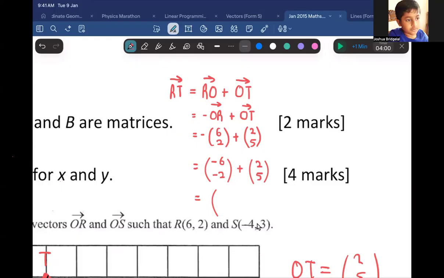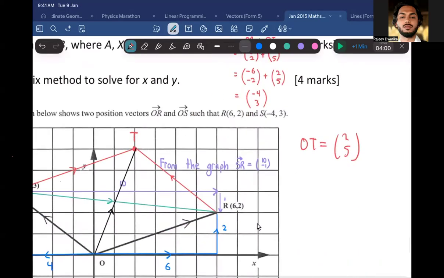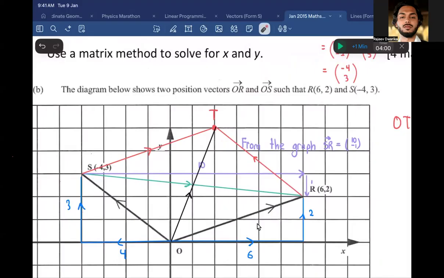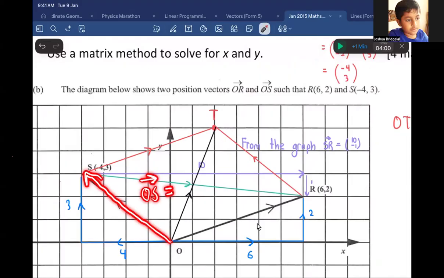Minus 6 plus 2, negative 6 plus 2, that equals negative 4. Right. What's negative 2 plus 5? Negative 2 plus 5, that's 3. Mm-hmm. So tell me, Joshua, remember at the start, what did we see? We said that this would be a parallelogram if vector OS is equal to what? OS equals negative 4, 3.